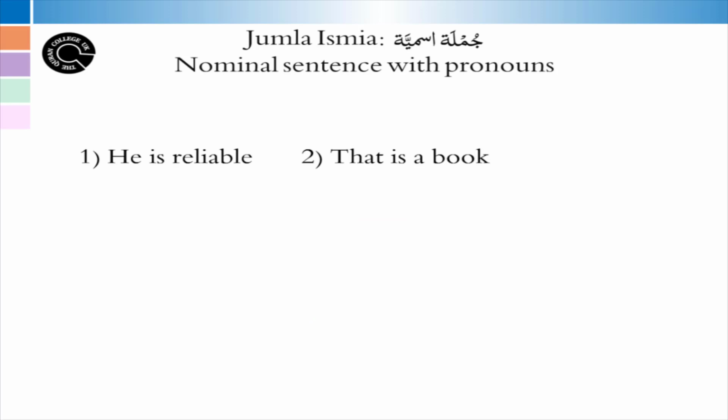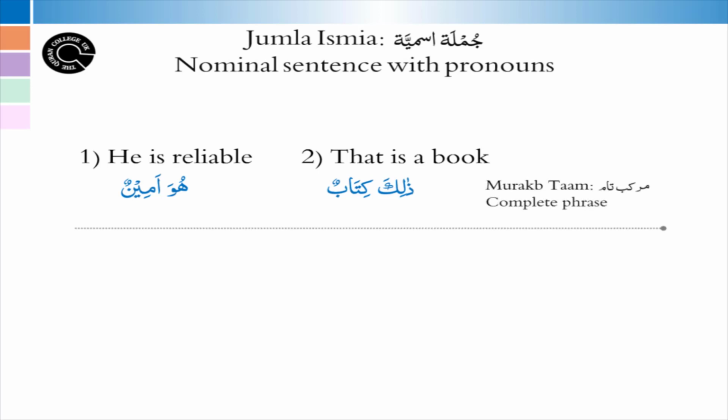We have two nominal sentences here. Number one, "He is reliable," and the second is, "That is a book." The Arabic construction for the first sentence is Huwa Aminun, and for the second is Dhalika Kitabun. These two nominal sentences convey full sense. Therefore, these sentences are complete phrases.